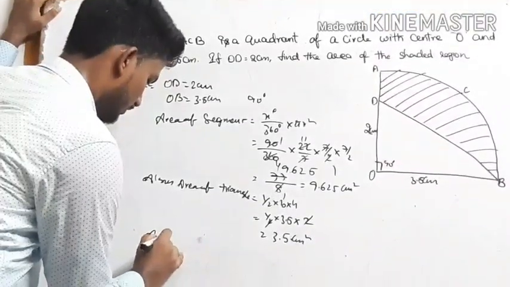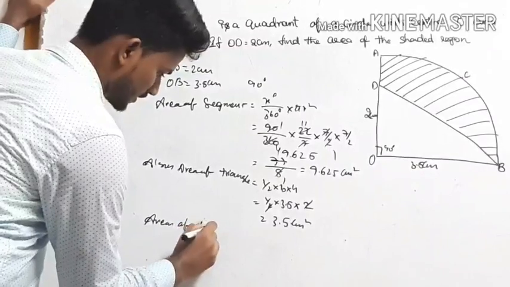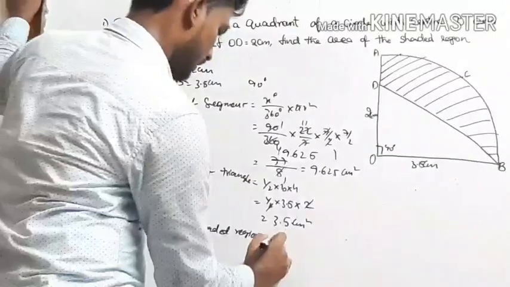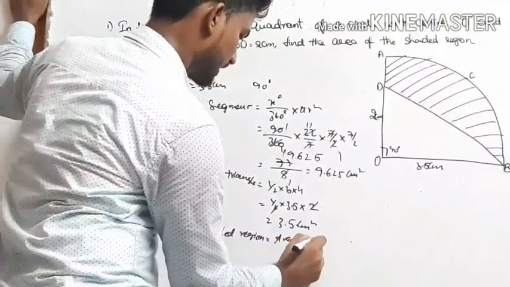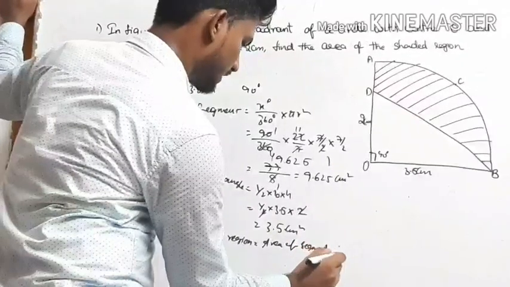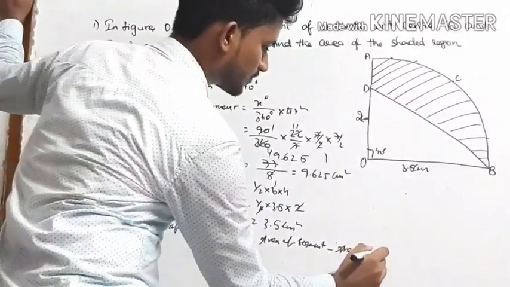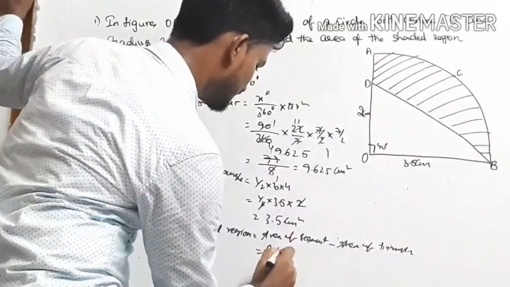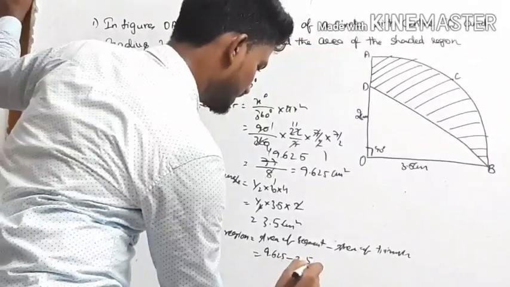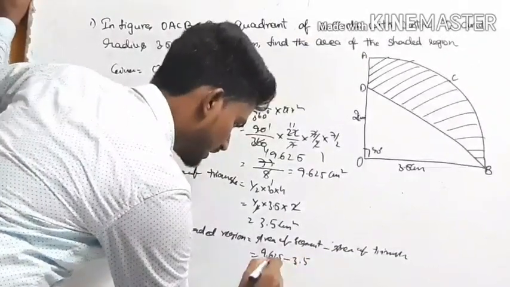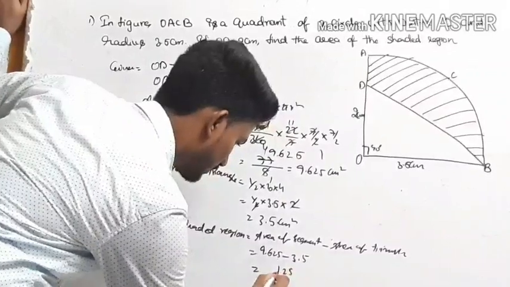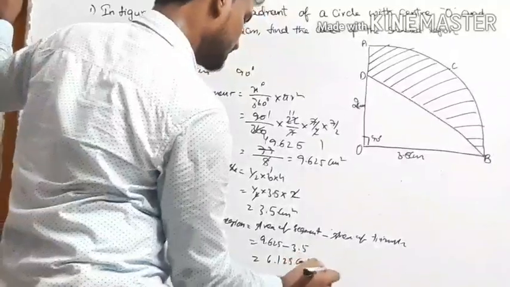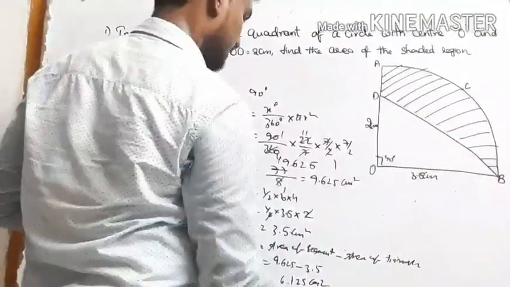Area of shaded region equals area of segment minus area of triangle. This is equal to area of segment 9.625 minus area of triangle 3.5. 9.625 minus 3.5 is 6.125. 6.125 centimeters square is the area of the shaded region. Area of the shaded region is over.